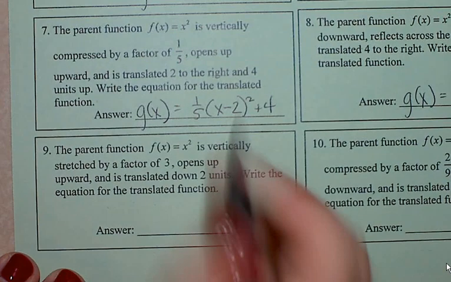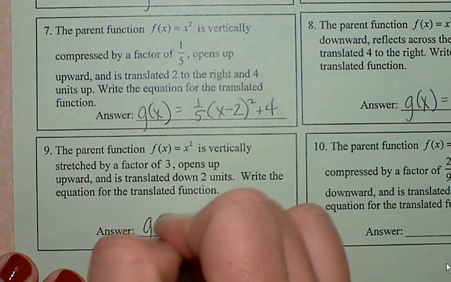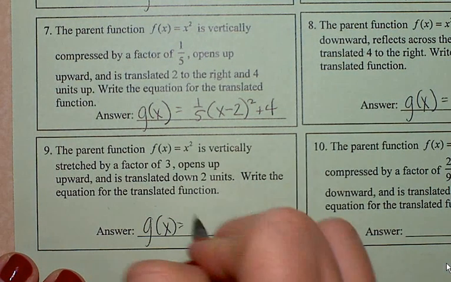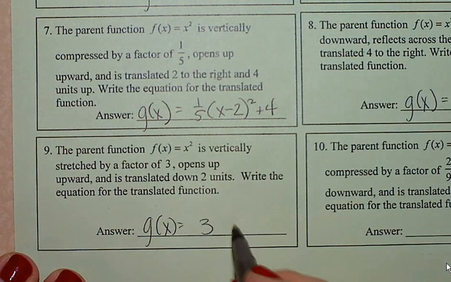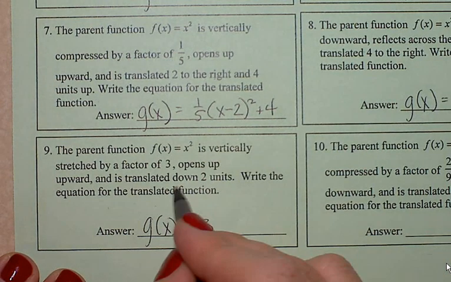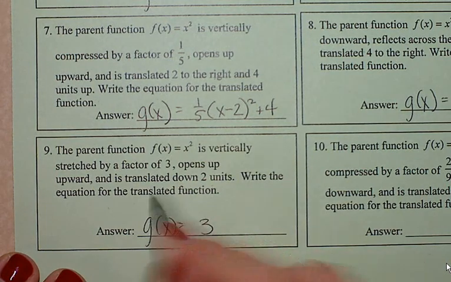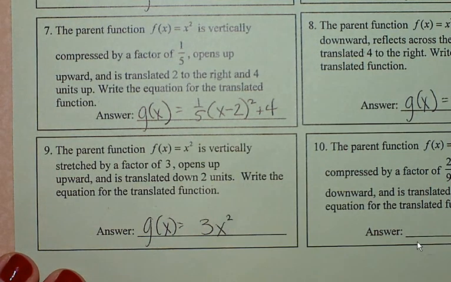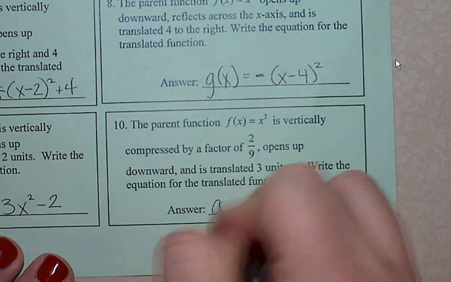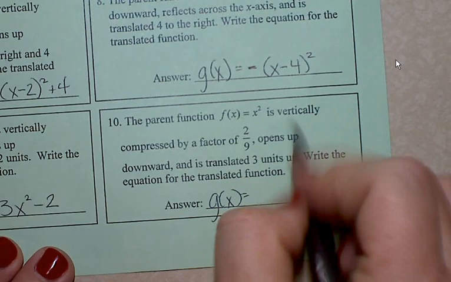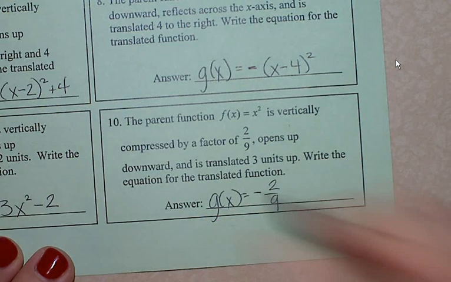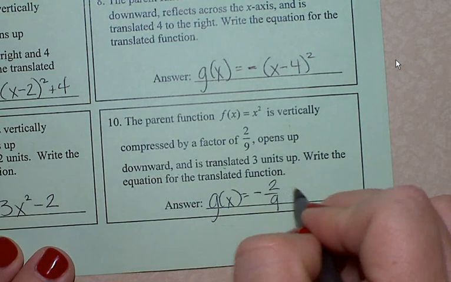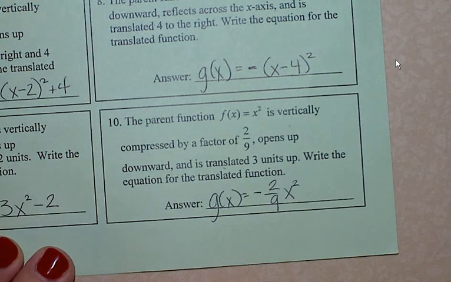Number 9, we're taking this parent function and we are going to vertically stretch it by a factor of 3. It opens upward, so I do not have to put a negative. And it's translated 2 units down. It says nothing about a horizontal shift, so we can just put x squared. Feel free to put that in parentheses if you wish. And then shift it down 2. And the last one on this page. Compress it, so we're flattening out our parabola. It opens downwards, so we attach a negative in front. It says nothing about horizontally shifting it to the left or right, so we leave it as x squared, and it's up 3.